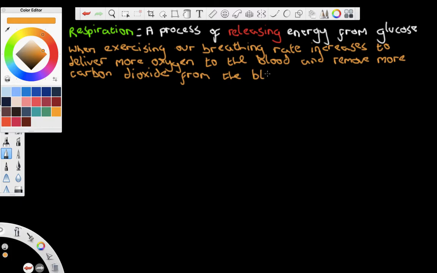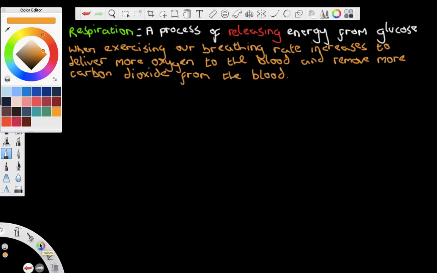So when we exercise, our breathing rate increases. We breathe in and out more times every minute than we would normally. And this is to put more oxygen in our blood and to remove more carbon dioxide from our blood. At the same time, our heart rate increases to supply more glucose and oxygen to the muscle cells and to remove the extra carbon dioxide produced rapidly. This is because muscle cells are carrying out more respiration.